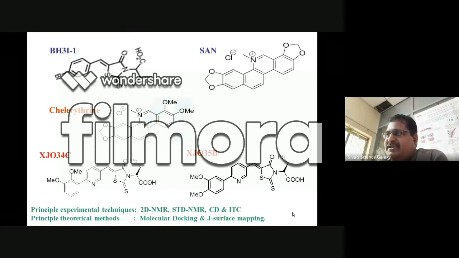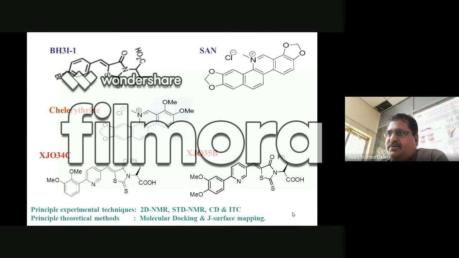Did you find any interesting observations between the XJ34 and the XJ35? Look at the molecule, just look at it. Very, very interesting molecules. That's why I'm asking the question. See, in the XJ34, the two molecules are very similar.